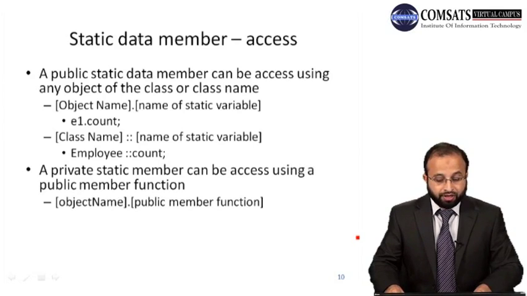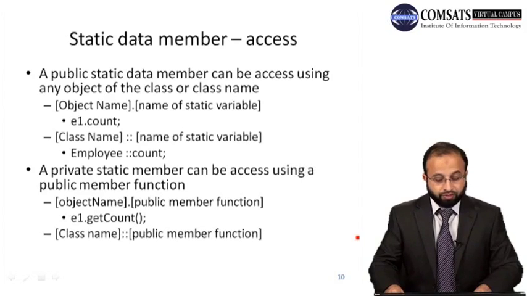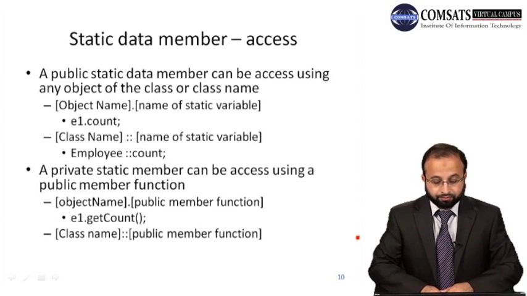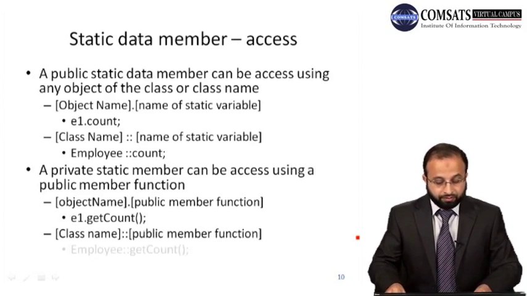For that you use object name dot public member function name, that is e1 dot getCount. So getCount is a public function that returns the value of the count. So you can use the name of the object with that function, or you can use the class name and then a scope resolution operator and then the public function, right? For example, Employee scope resolution operator getCount, right?